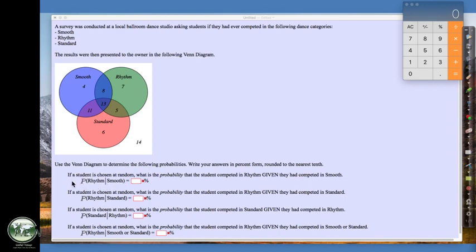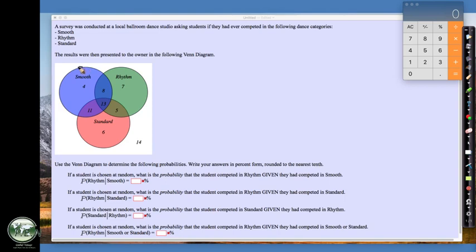So the first probability we're asked is if a student is chosen at random, what is the probability that the student competed in rhythm given that they had competed in smooth? So that's written as probability rhythm given smooth. This line here means given. So we're given that they had done smooth.